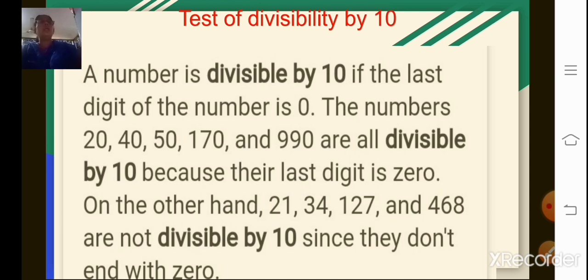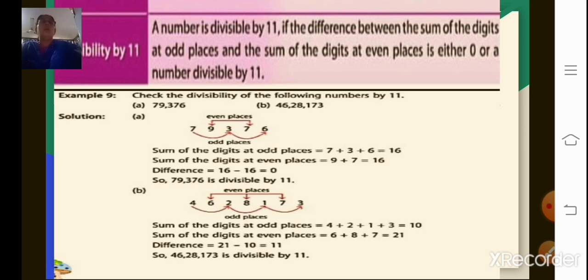On the other hand, 21, 34, 127. Here the number in the units place is not 0, so it is not divisible by 10. To understand the test of divisibility, you should be thorough with the rules of divisibility. Okay, children? Now, divisibility by 11.